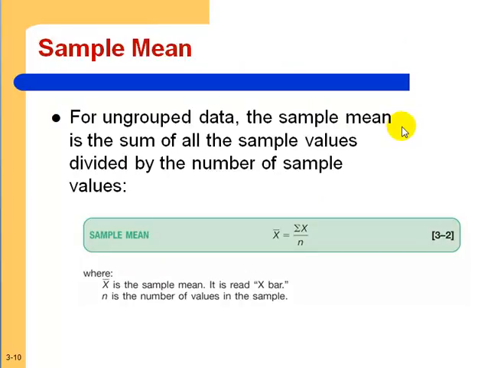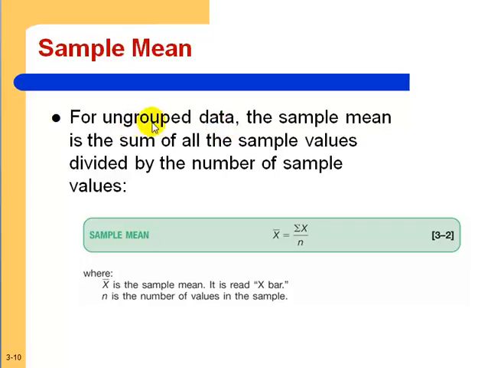Now let's find the sample mean, which means we try to find the mean for a sample. Remember, this is for ungrouped data. What is grouped data? Grouped data is what we learned in the last chapter. It means we turn raw data into a frequency distribution. Once we put the data into a frequency distribution, we call that grouped data.